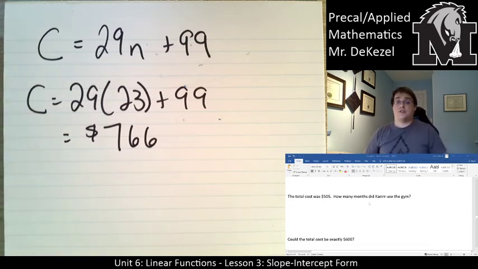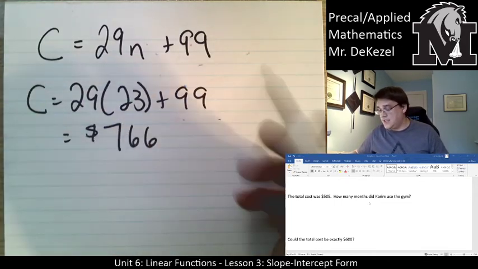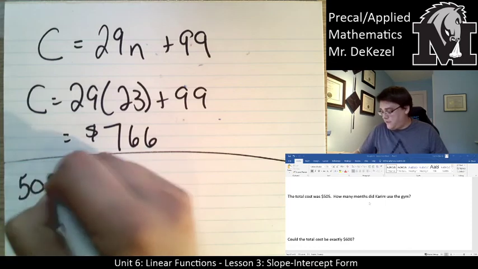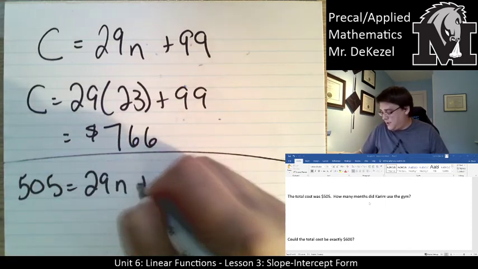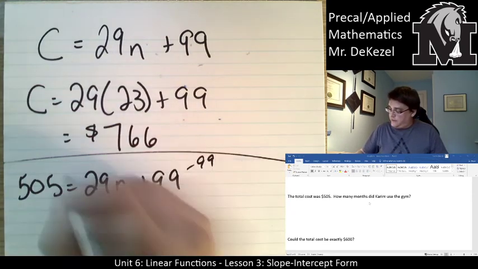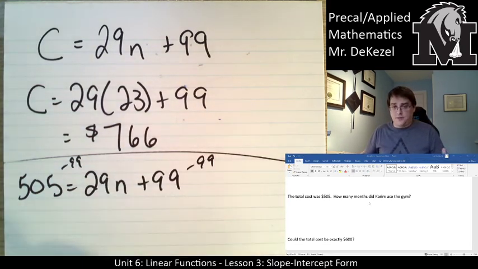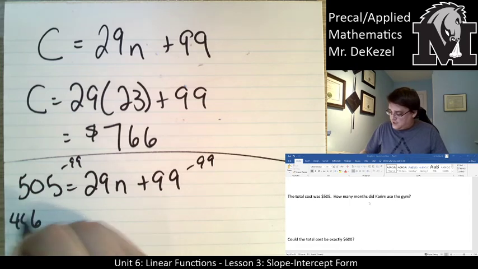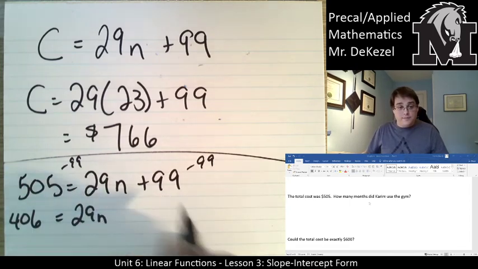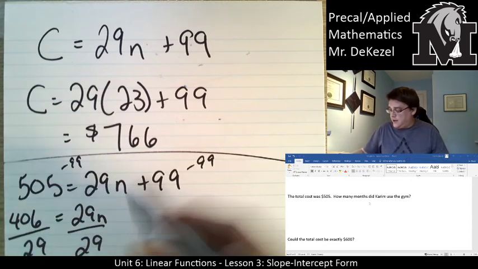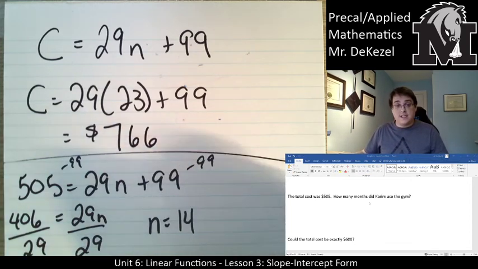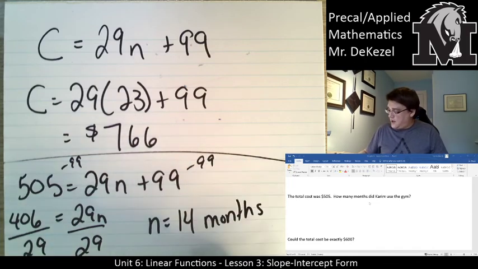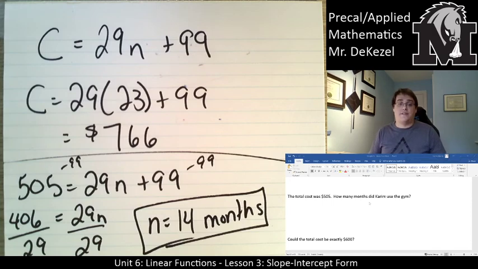Anyway, the next question says that the total cost was $505. How many months did Kareem use the gym? So what we're going to do is, instead of having the n value, we have the c value. So the cost was $505, which is equal to 29n plus 99. We're going to subtract 99 from both sides so that we can start to isolate n. So that would be 406 is equal to 29n. Divide both sides by 29 to get n all by itself. n is equal to 14. So that is 14 months that he would have had his membership if he spent exactly $505.